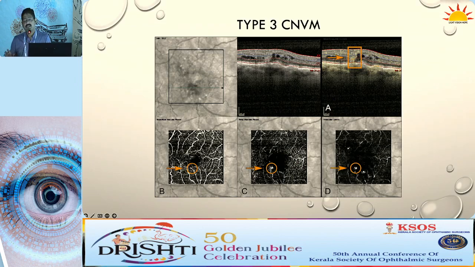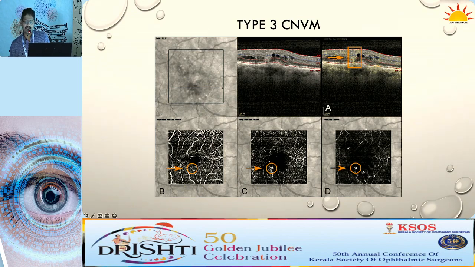Now, you can not just pick up type 1 and type 2 CNVM. You can also diagnose type 3 CNVMs with OCTA. I don't have to go into the slabs, which I hope Dr. Jodi has already covered. So this is the superficial plexus, this is the deep plexus, and this is the avascular segment. In the superficial plexus, you can see the circled region. You can see the CNVM network over here.